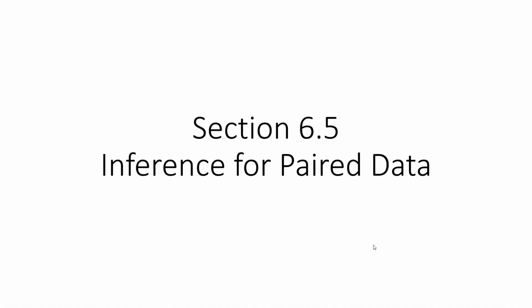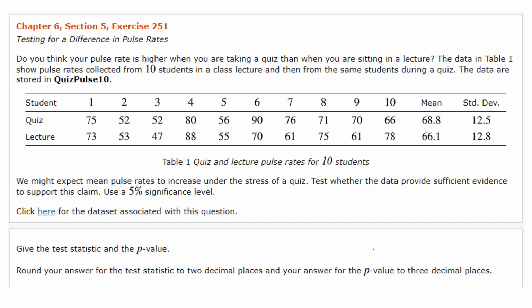In this video, I will demonstrate how to do a hypothesis test for paired data. To do this, we'll look at Section 5 of Chapter 6, Exercise 251, which is part of your Wiley Plus homework.